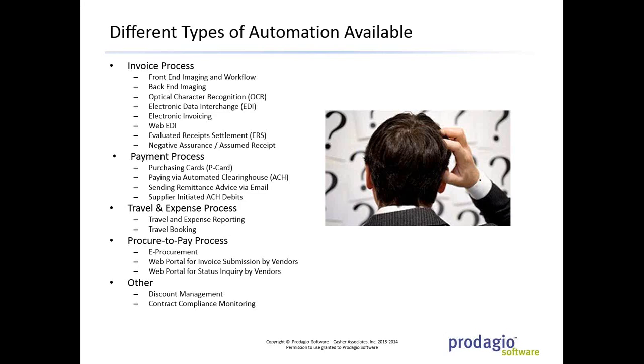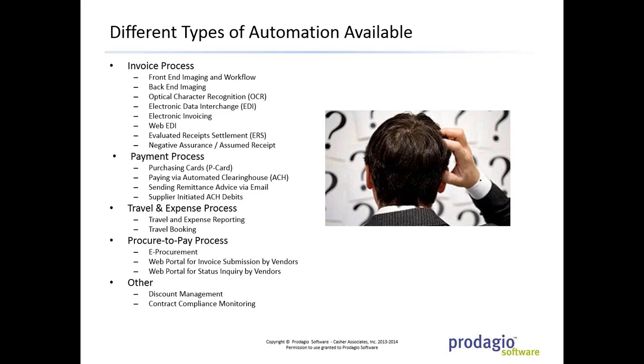T&E, travel and expense processing, is an area that is typically only about 10%. Maybe at the high end it might be as much as 20% of the volume of invoices. However, T&E transactions can be fairly complex. They also tend to have much higher number of errors if they are not an automated system.